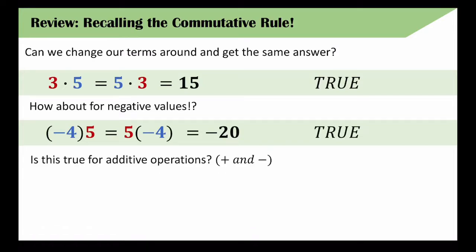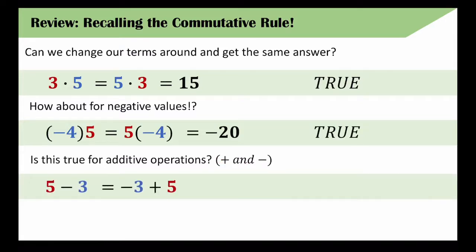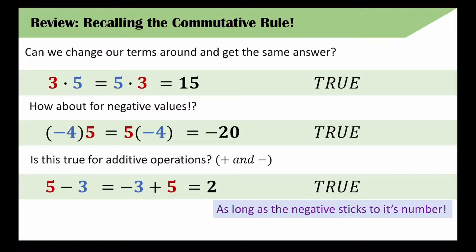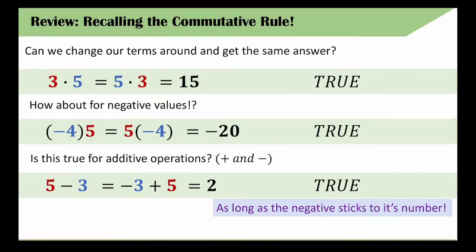Is this true for additive operations? So adding and subtracting. Let's take a look. I'm going to go negative 5 plus negative 3 plus 5. Notice that the negative is sticking with that 3 because in the end, this term is a negative value, negative 3. So when I switch it around, the negative is still sticking with it. It's still a negative 3. And that is why when I move these terms around, it'll still equal the same answer of 2. This is known as the commutative rule, and we're going to use it a lot in our polynomials unit. So as long as the negative sticks to its number, you'll be happy.